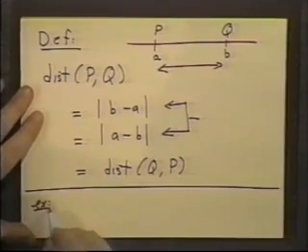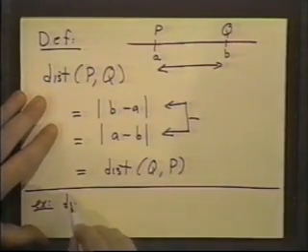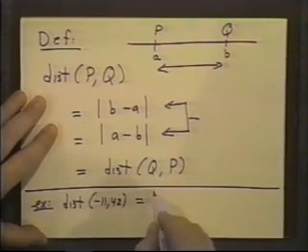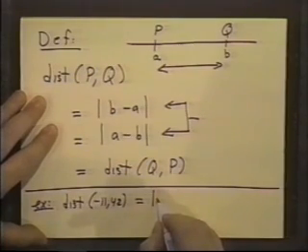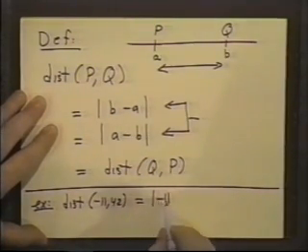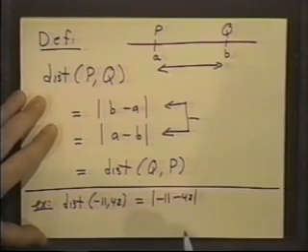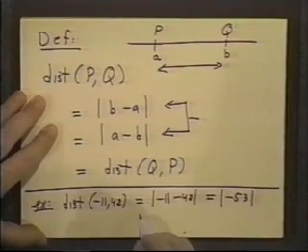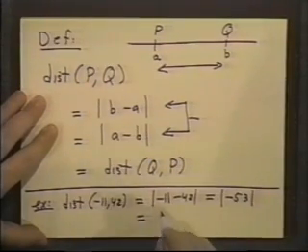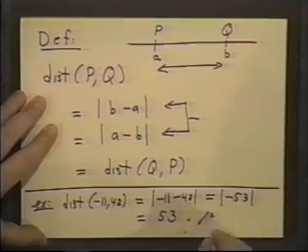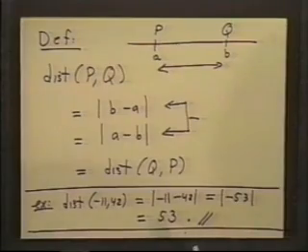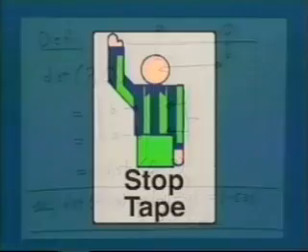So for example, just to toss in one final example, if I want the distance between, say, minus 11 and 42, I simply take the absolute value of the difference. And it doesn't matter which way I do it. Minus 11 minus 42 will work. What is that? That's the absolute value of minus 53. And how far is minus 53 from 0? 53 units. And there's the distance I was interested in. So that's all that's involved in finding the distance between 2 points on the real number line.